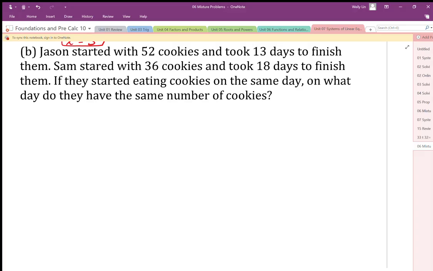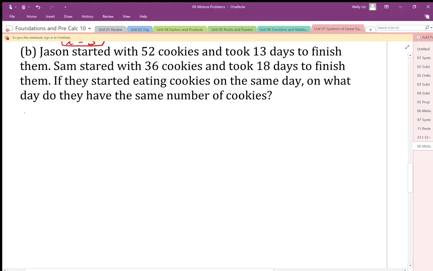Okay, so what we can do with this problem is we can probably just figure out how many cookies a day and then skip count to see which day is going to be the same. So that would be a fairly easy way to do this problem. Let's try to set this up as a system of equations.